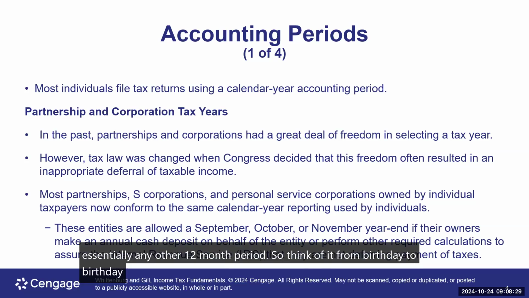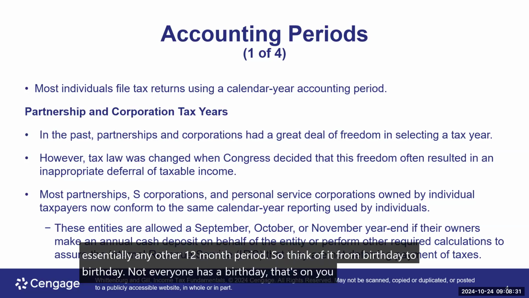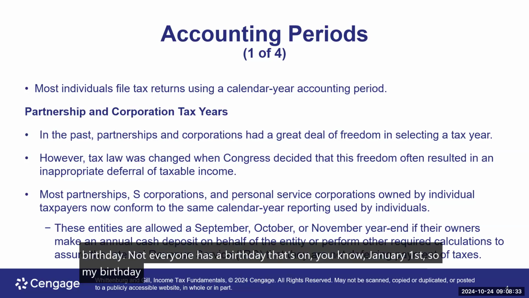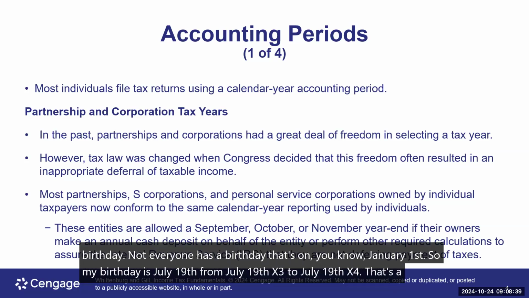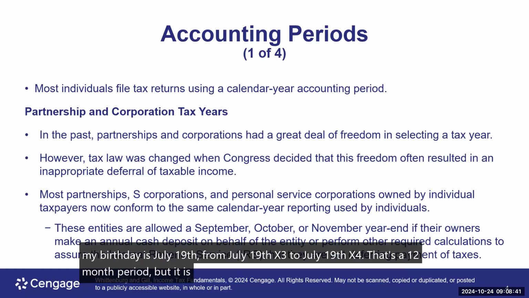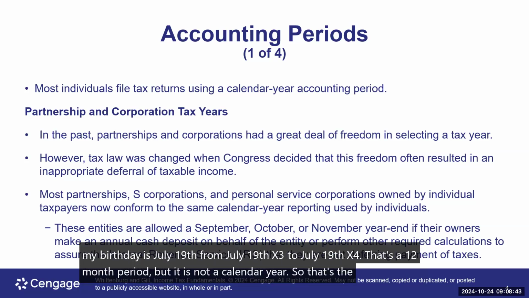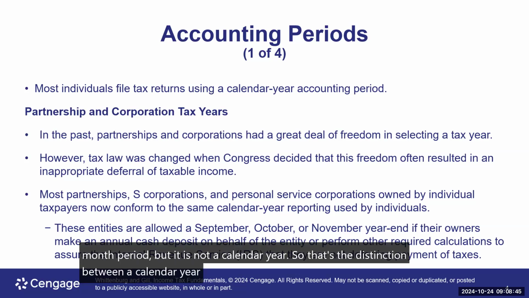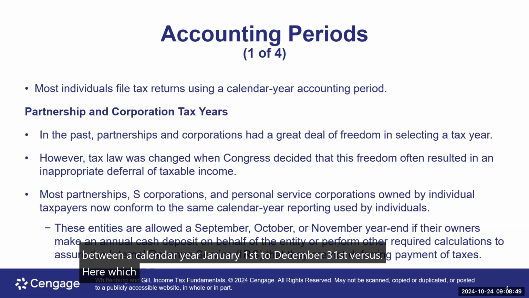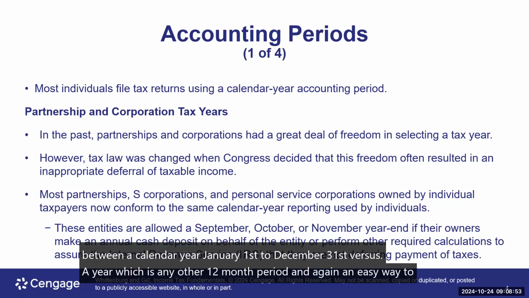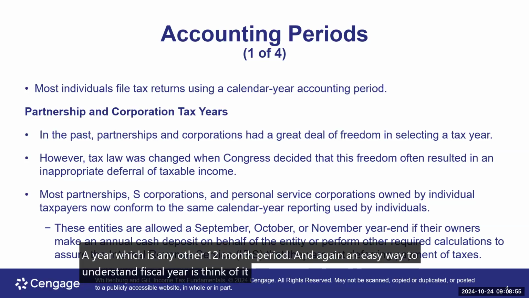Not everyone has a birthday that's on January 1st. My birthday is July 19th. From July 19th X3 to July 19th X4, that's a 12-month period, but it is not a calendar year. So that's the distinction between a calendar year, January 1st to December 31st, versus a fiscal year, which is any other 12-month period. And again, an easy way to understand a fiscal year is to think of it from birthday to birthday or anniversary to anniversary.